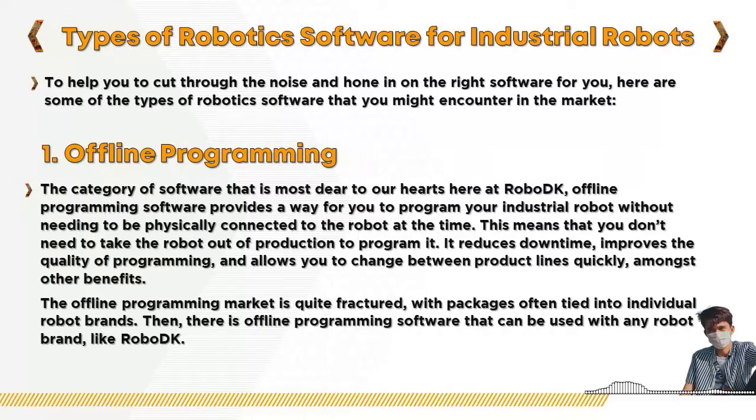Offline programming software provides a way for you to program your industrial robot without needing to be physically connected to the robot at the time. This means that you don't need to take the robot out of production to program it. It reduces downtime, improves the quality of programming, and allows you to change between product lines quickly, amongst other benefits. The offline programming market is quite fractured, with packages often tied to individual robot brands. Then there is offline programming software that can be used with any robot brand, like RoboDK.